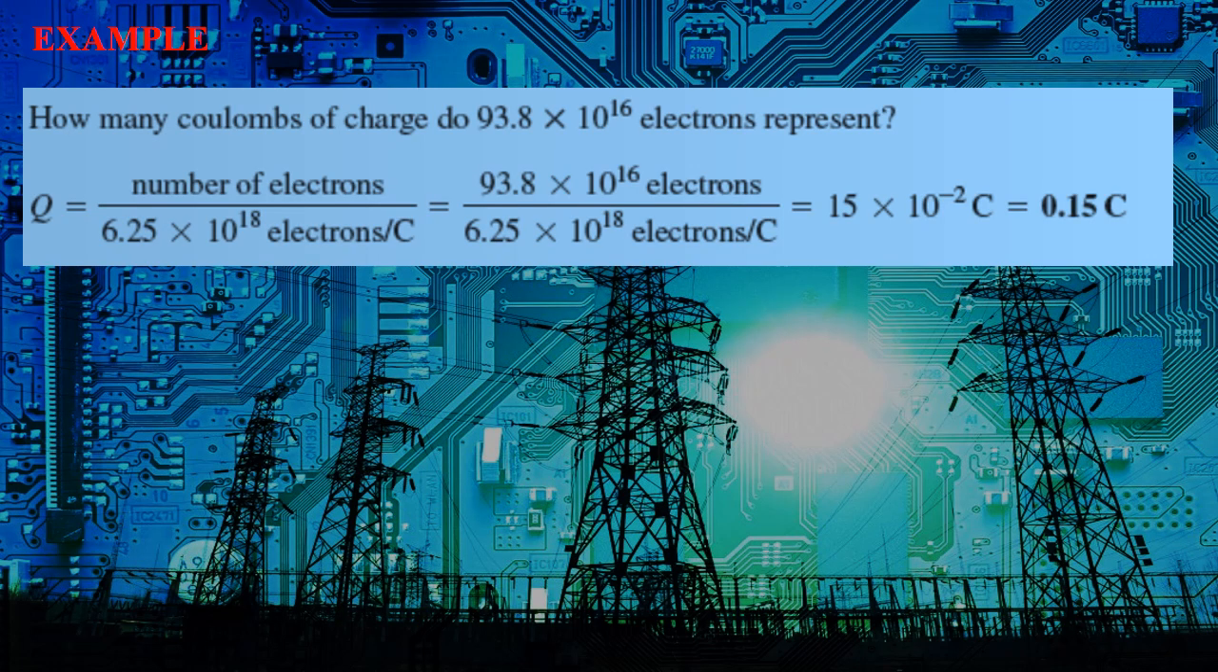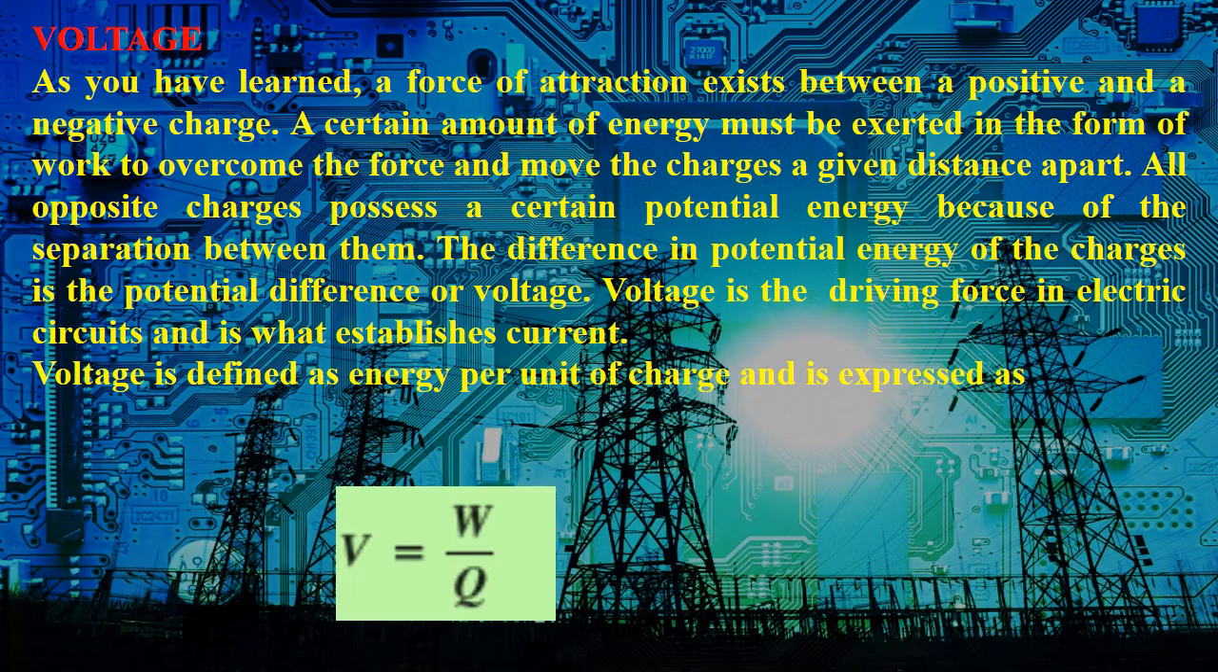15 times 10 raised to negative 2 coulombs. Which means that in 15 times 10 raised to negative 2 coulombs, we have 93.8 times 10 raised to 16 electrons present, or 0.15 coulombs. You can study this example here and refer to the formula, then try to make sense of it.